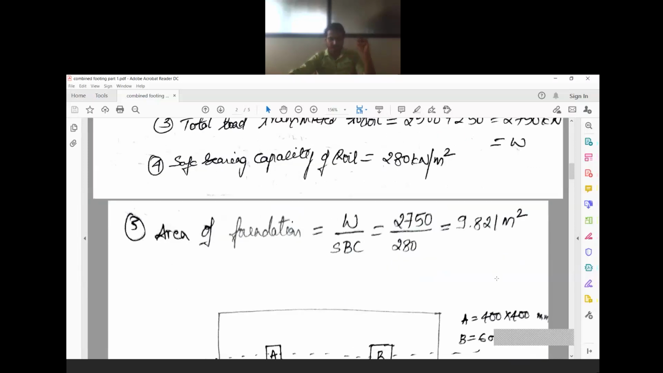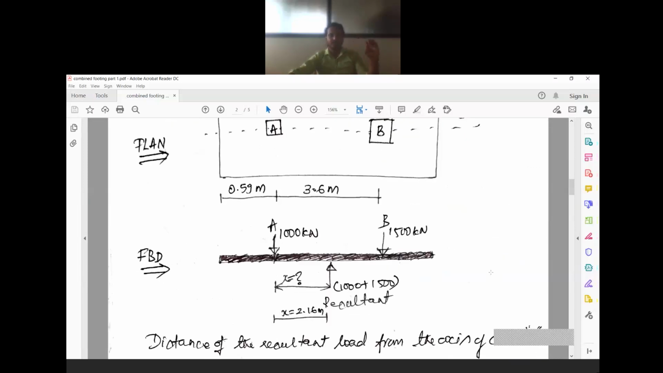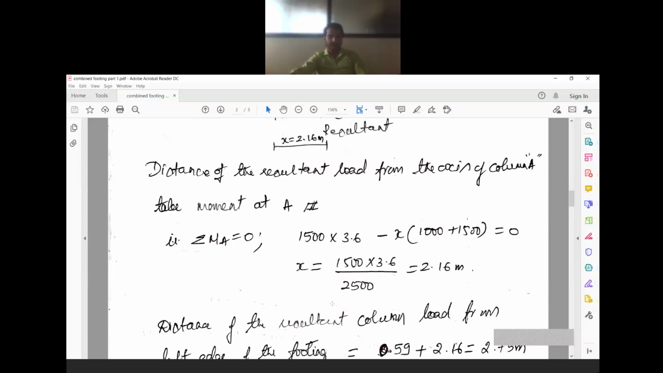You keep this value. And then what we need to do is find out the distance of the resultant force of the columns. Only the column loads, we have to calculate the resultant, and we shall consider that to be acting at a distance of x from A. I will apply sigma M about A is equal to 0. You have to apply the equilibrium condition, then you will get the value of x as 2.16 meter.